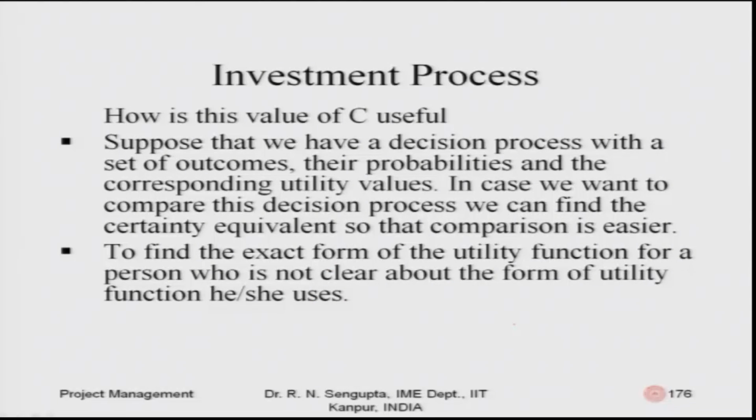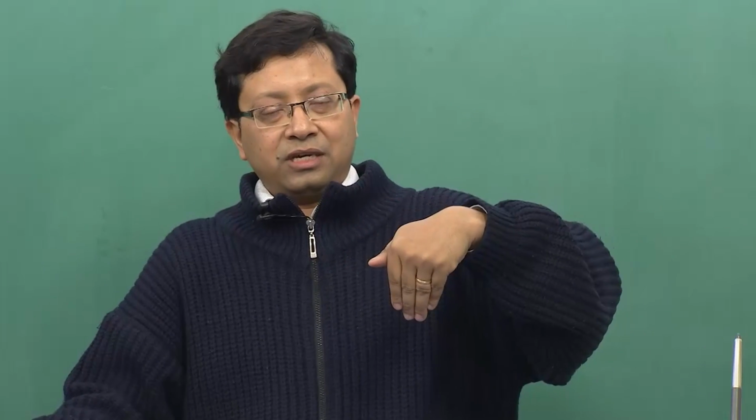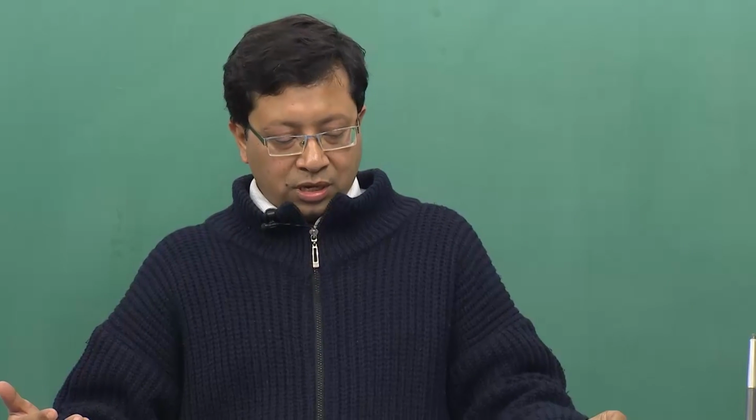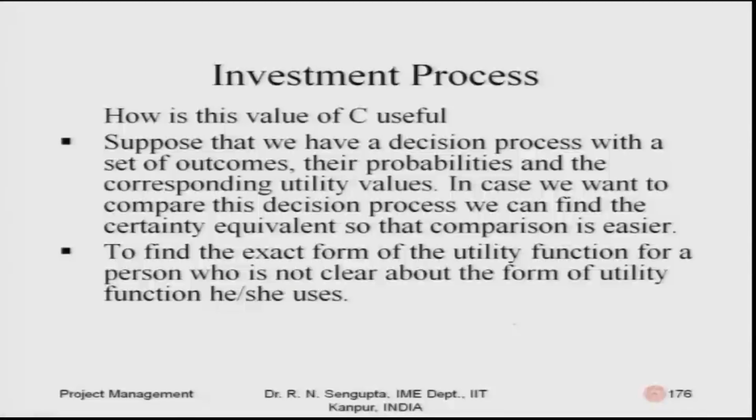So, how is the value of C useful? Suppose that we have a decision process with a set of outcomes, their probabilities and the corresponding utility values given or known to you. In case you want to compare this decision process, we can find out the certainty equivalent, so that comparison becomes easier. Without going into the rigmarole of detailed calculation, you have the value of C, then you can immediately rank which decision is better and which is definitely not good. To find the exact form of the utility function, this certainty equivalent would also be useful. I will come to that with a simple thought experiment and try to explain it from the point of view of an investment and a project.